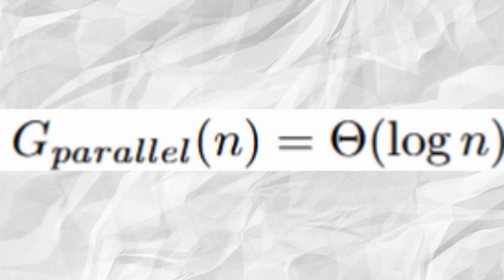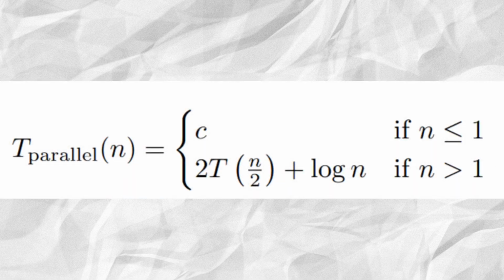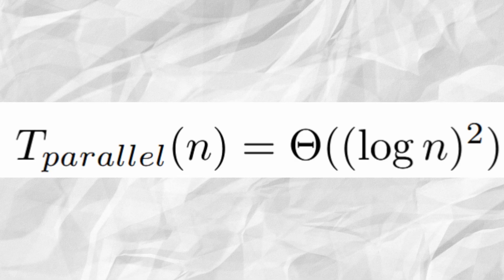This gives us a new time complexity of Θ(log n) for the complete parallel algorithm. Now, if we solve this recurrence relation, we get Θ(log² n). This is dramatically faster than the sequential version, and faster than the parallel versions of most other sorting algorithms. And the catch? We need Θ(n) processors to achieve this performance, one for each comparison operation.